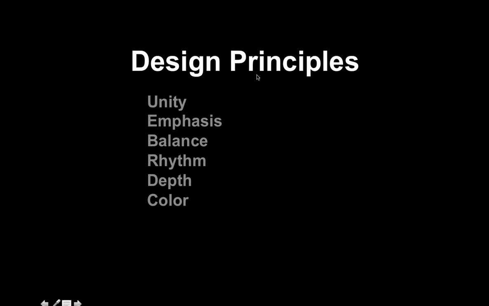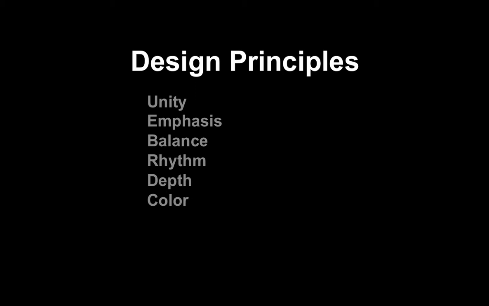All right, so let's talk a little bit about design principles. We've discussed already the elements of design, so the elements of art. Those are our building blocks. The principles are the rules that we use to organize the elements. So in your reading, you read a little bit about these: unity, emphasis, balance, rhythm, depth, and color. So depth and form are very similar. We're going to go through them together.